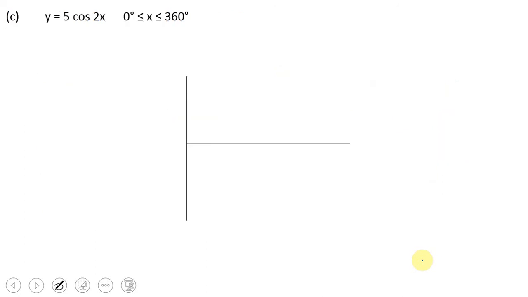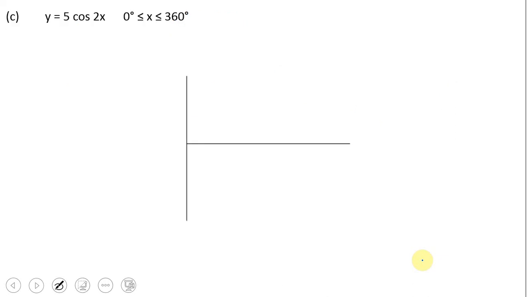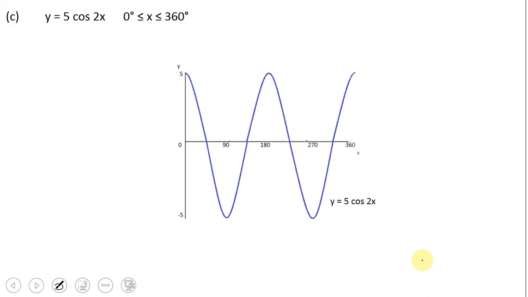Now you may be asked to do a combination of those 2 sketches. Now y equals 5 cos 2x, we've already got y equals cos 2x on the last graph. So we've got cos 2x, 2 copies between 0 and 360. The 5 is where the a would be, so now this curve, instead of going between -1 and 1 on the y-axis, will now go between -5 and 5. But it'll still look fundamentally the same.